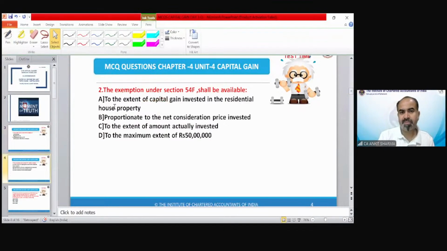The second is the exemption under section 54F is available to the extent of capital gain invested in the residential house property, proportionate to the net consideration price invested, to the extent of amount actually invested, or to the maximum extent of 50 lakh rupees, which is the correct answer out of these. Ishan is saying B, Pooja is saying B, Soumya is saying B. Absolutely correct. The correct answer is B.